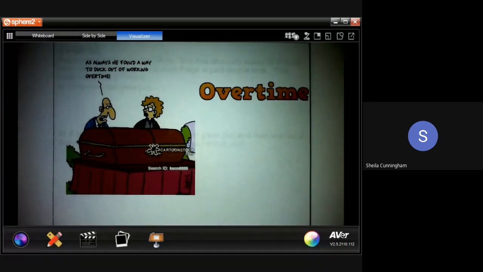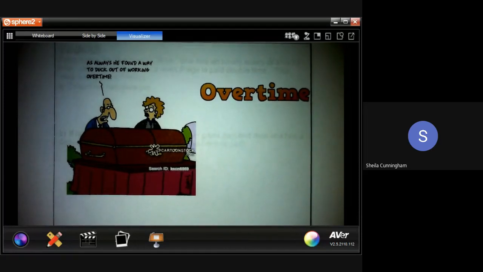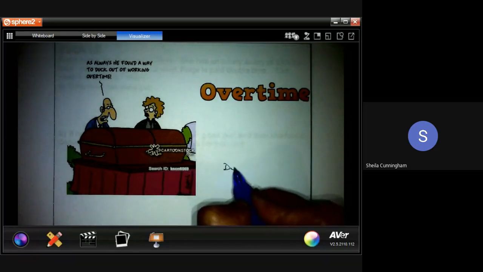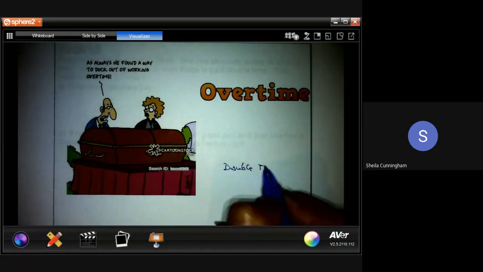Okay, so this lesson is kind of a continuation from the last one on overtime. This time we're just specifically looking at double time. As was said in the last lesson, when we look at double time, you've got to think, what does double mean to you?